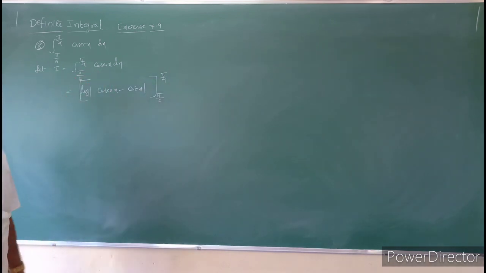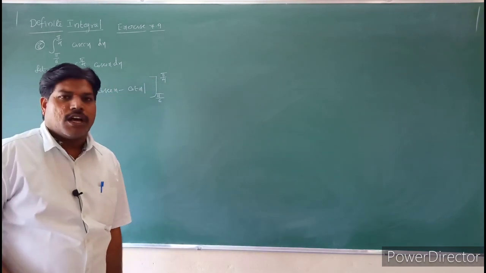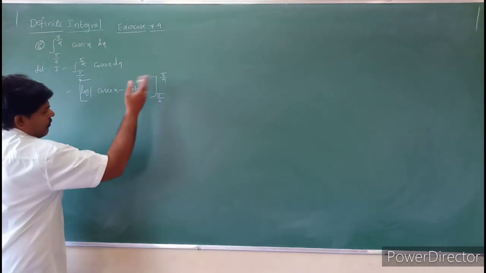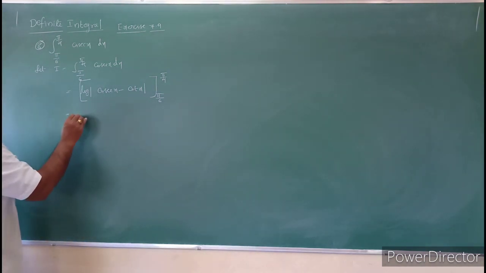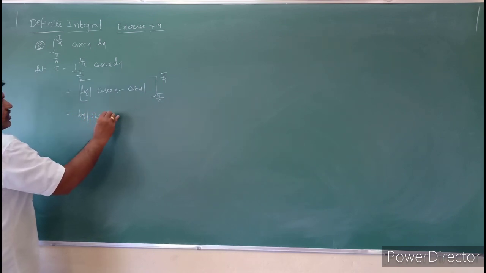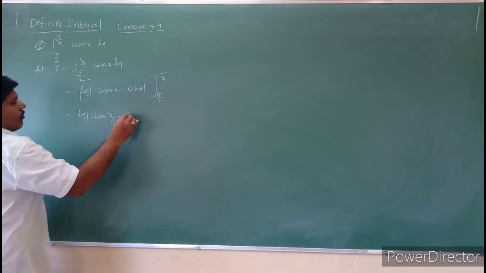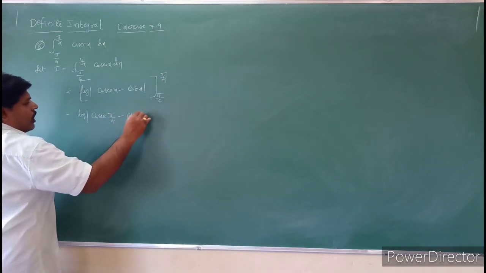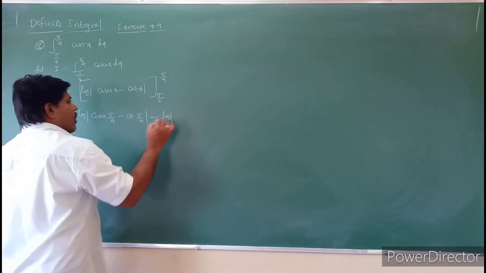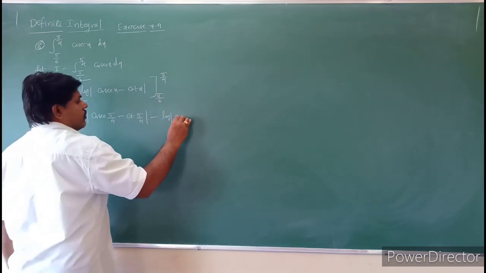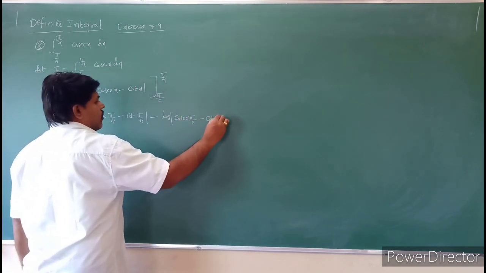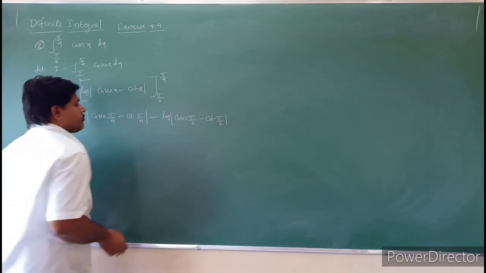Everyone has to practice these formulas and learn the formulas by heart, okay? So log of mod cosecant x minus cot x, apply the upper limit minus lower limit. So what happens, students? Log of mod cosecant pi by 4 minus cot pi by 4 minus log of mod cosecant pi by 6 minus cot pi by 6.